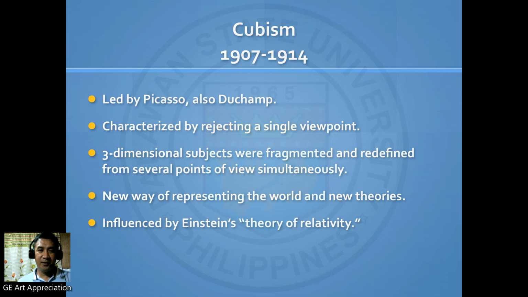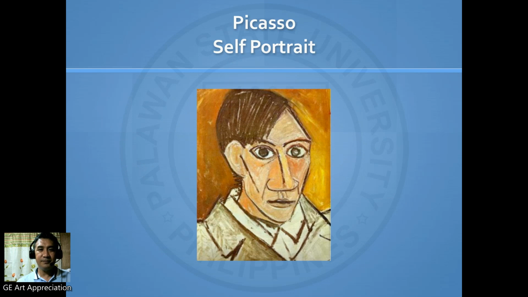Cubism, during 1907 to 1914. It is led by Picasso, also Duchamp, characterized by rejecting a single viewpoint. So it is influenced by Einstein's theory of relativity. We also have Picasso, the self-portrait.